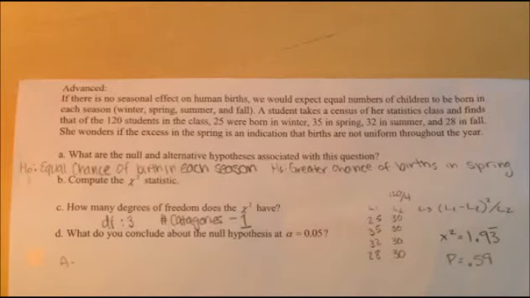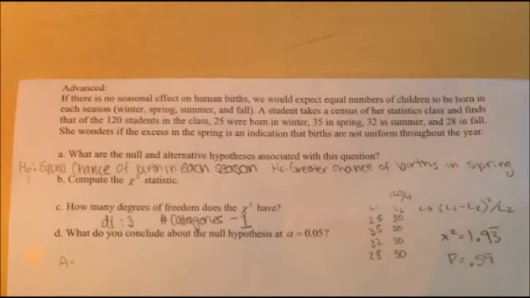The advanced question asks, if there is no seasonal effect on human births, we could expect equal numbers of children to be born in each season: winter, summer, spring, and fall. A student takes a census of her statistics class and finds that of the 120 students in the class, 25 are born in the winter, 35 in the spring, 32 in the summer, and 28 in the fall. She wonders if the excess in the spring is an indication that births are not uniform throughout the year.